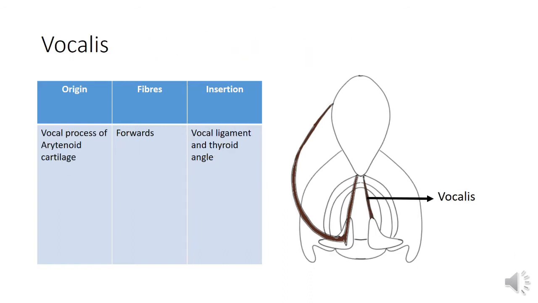Coming to the last muscle, that is the vocalis. It runs from the vocal process of the arytenoid cartilage, the fibers running forwards, and inserts into the vocal ligament and thyroid angle. So it takes its origin from the vocal process and inserts into the vocal ligament and thyroid angle, the fibers running forwards through the vocal ligament.